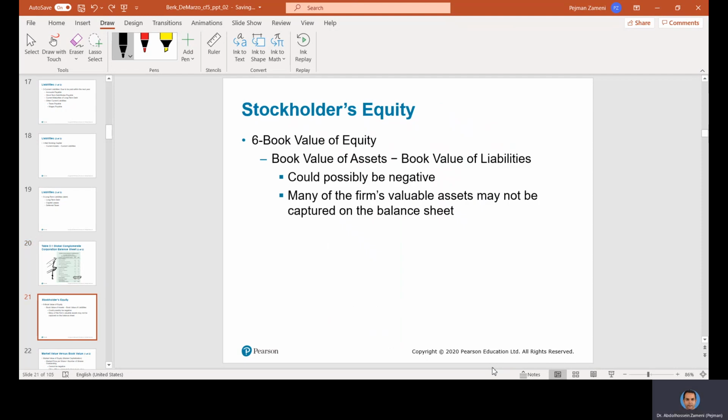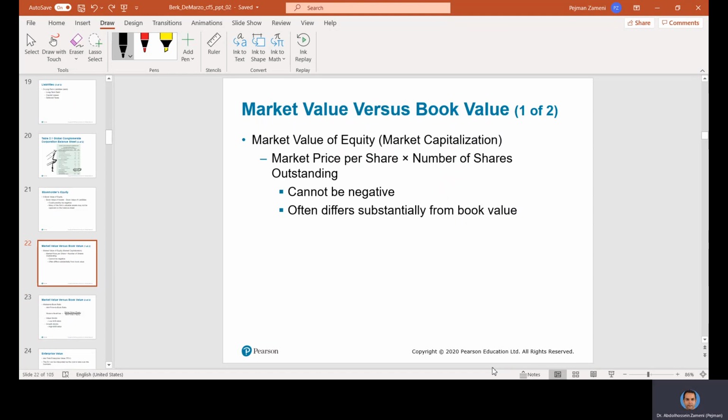Okay, the next component of the equation is stockholders' equity. Book value of equity is book value of assets minus book value of liabilities. It says that it could possibly be negative. Many of the firm's valuable assets may not be captured on the balance sheet.